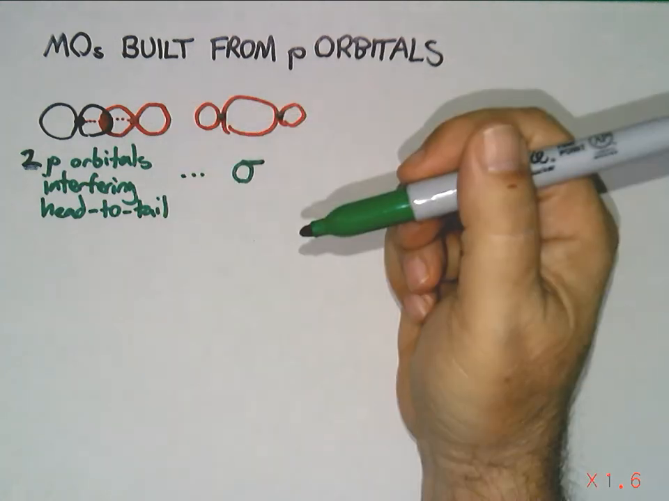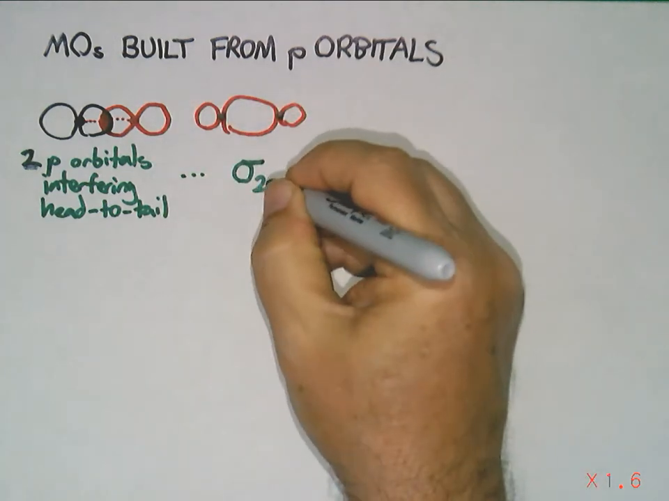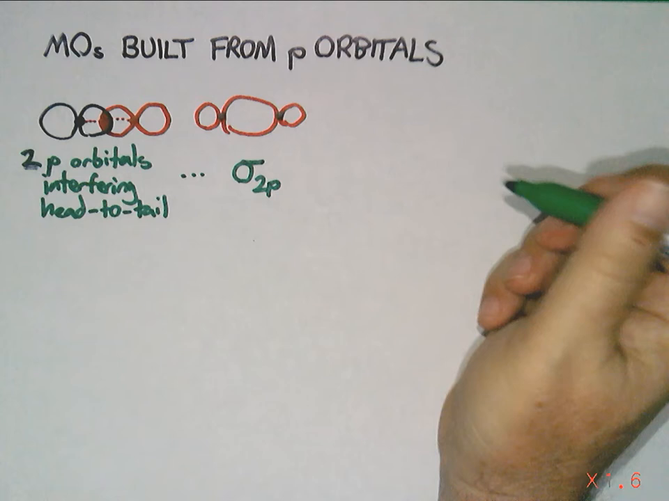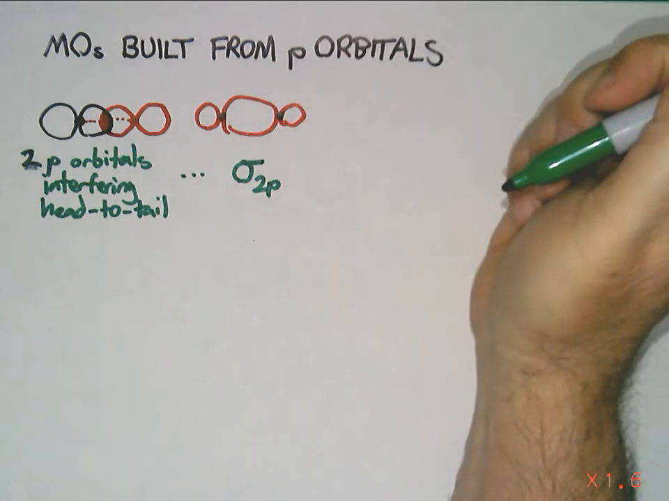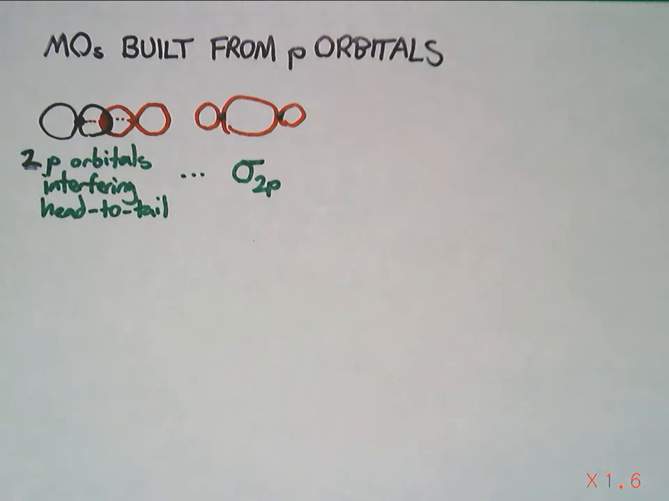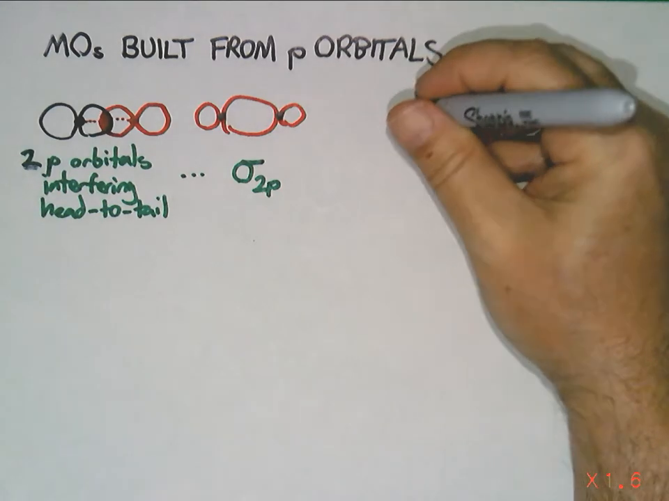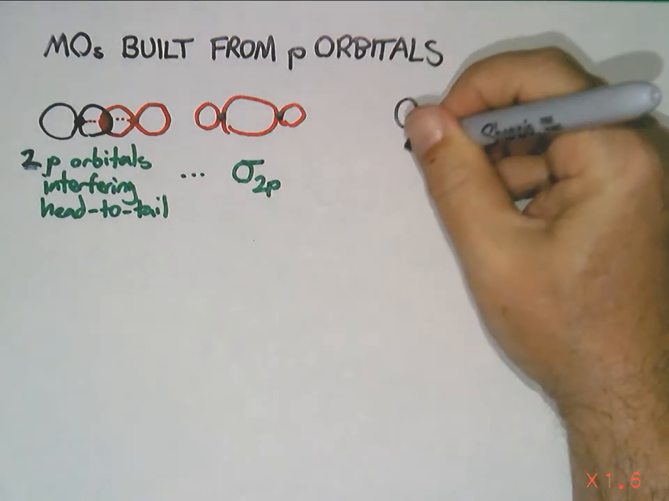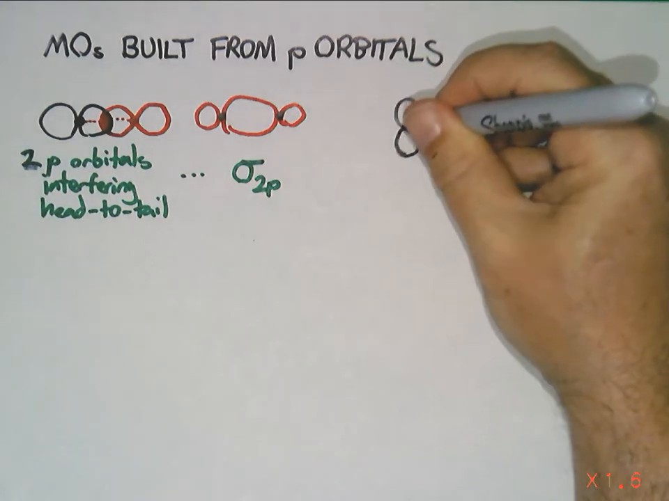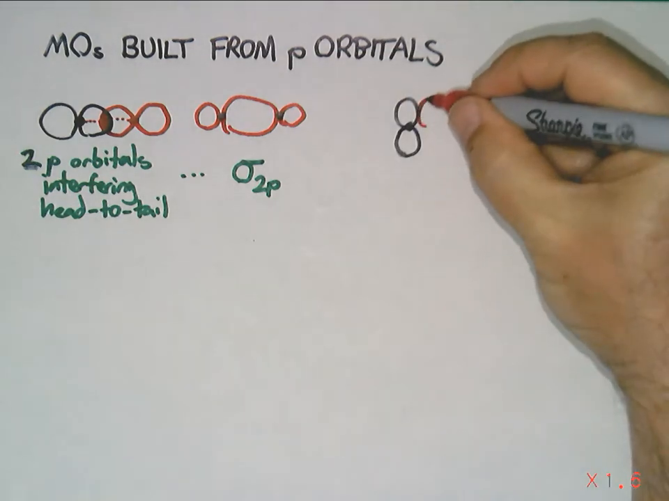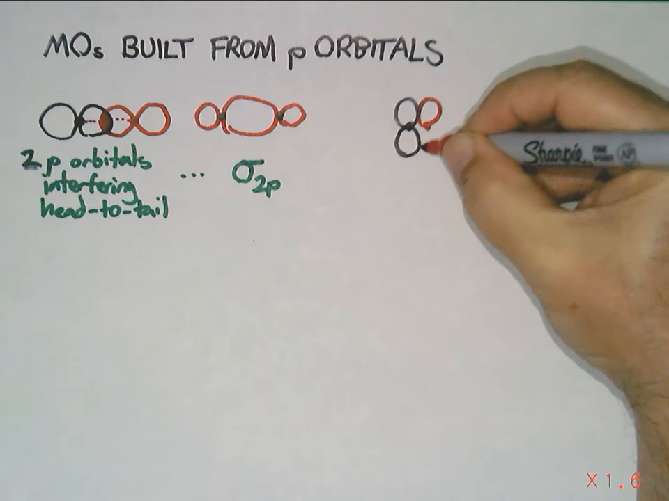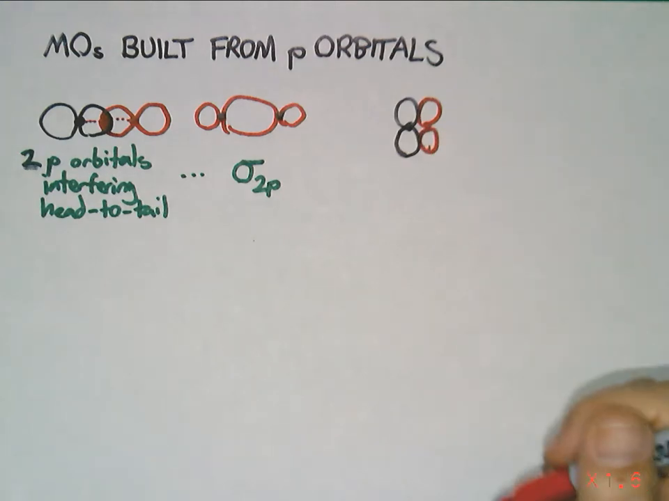Let's say that these are 2p orbitals. I could call this a sigma 2p orbital. Now it won't be bonding because there are no nodes between these two. So you can get a sigma orbital from the p orbitals if they interfere head to tail. But what if you get them to interfere like this? Here's one of them, and here's the other one. What if they interfere side to side?